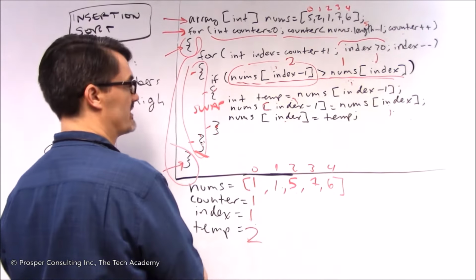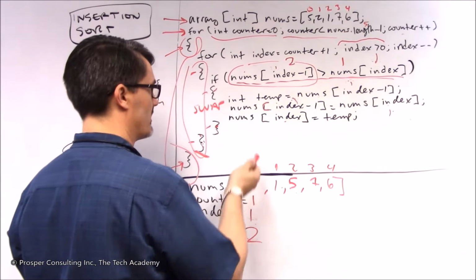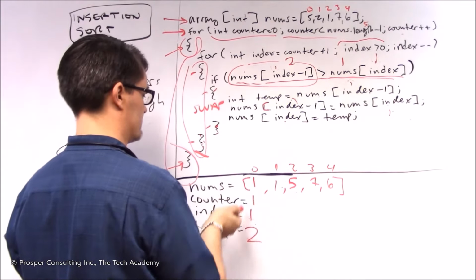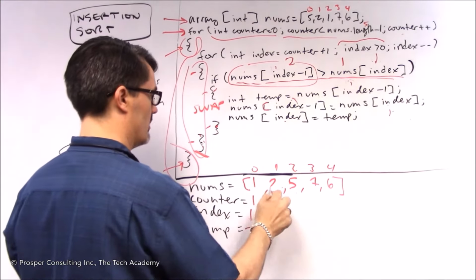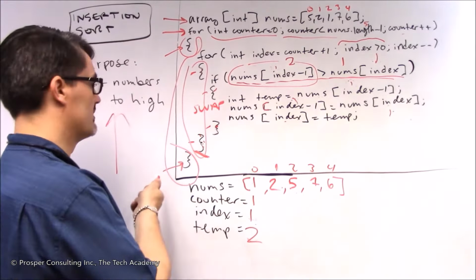And then we do this. We take our temporary storage data and we put it at position index of 1, num position 1. We put the 2 there. Look at that. We've now sorted in ascending order the first 3 elements of this array, 1, 2, 5. It was 5, 2, 1. Good. We're not done yet though, because look what happened.